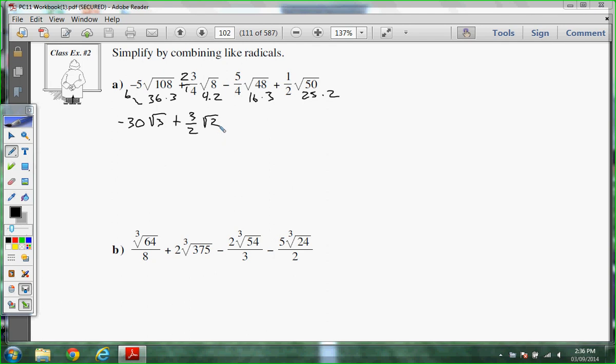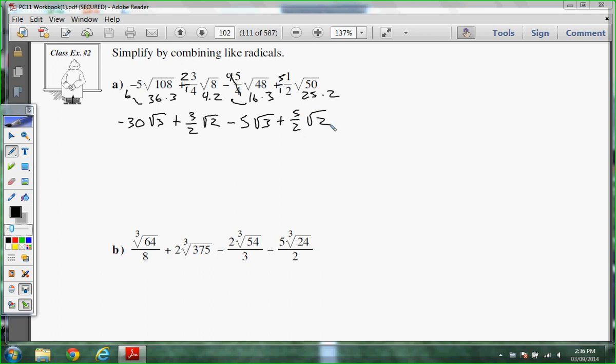And pull the 16 out. This is what I was thinking. And it's going to be a 4. That cancels with this 4, so it's just minus 5 root 3. Okay, and then the other one here, I'm going to pull a 5 out. I'm going to go 5 over 1 times 1/2 equals 5/2 root 2.